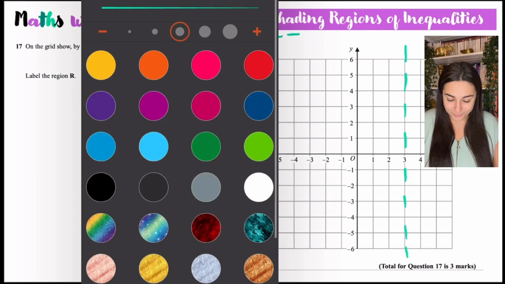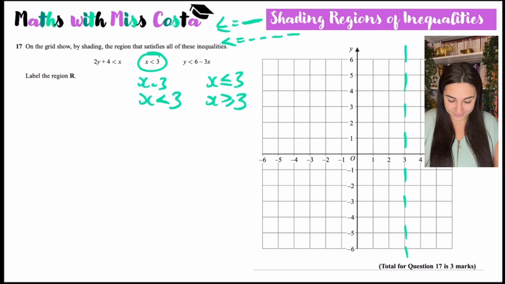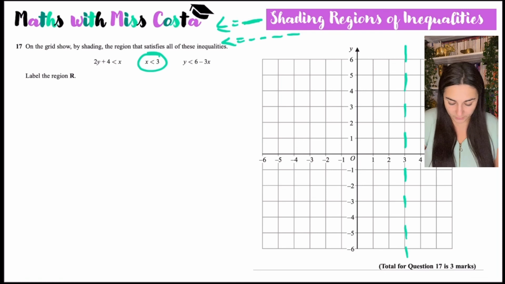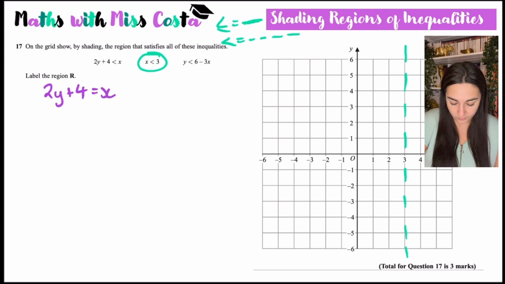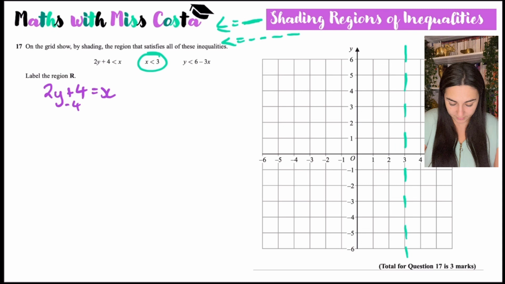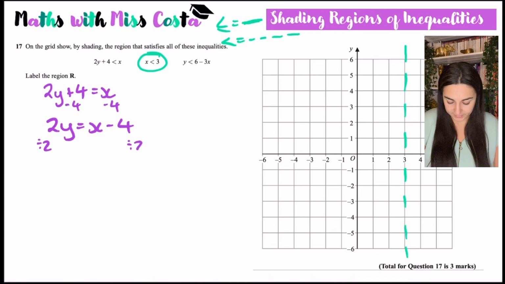Okay, now we've got the next few, which is going to be slightly trickier. So let's just get rid of that working. So let's try the first one. So all of your lines you generally want to be in the form y equals, because every straight line should be in the form y equals mx plus c. So let's just have a go at rearranging this. So we turn it into an equals so that it's an equation of a line, and we rearrange it. So we subtract 4 from both sides. So we've got 2y equals x take 4, and then we're going to divide both sides by 2.